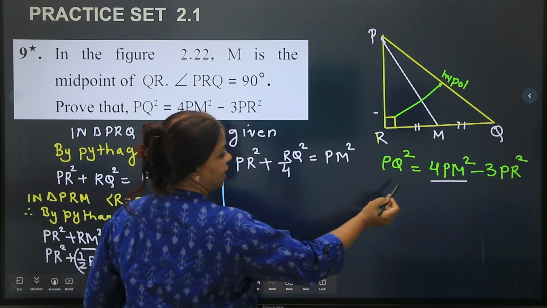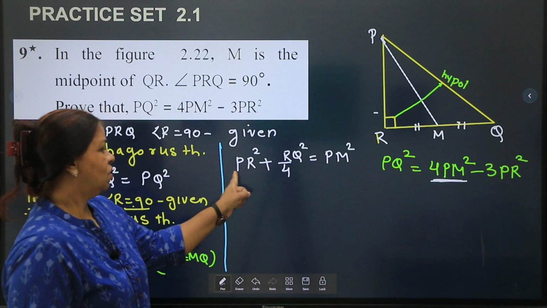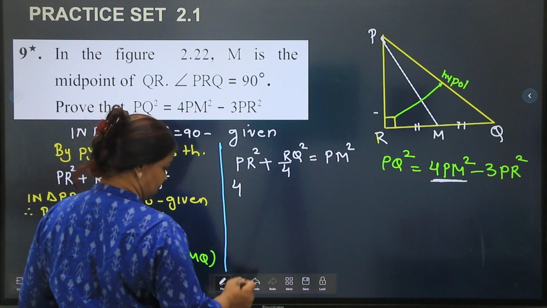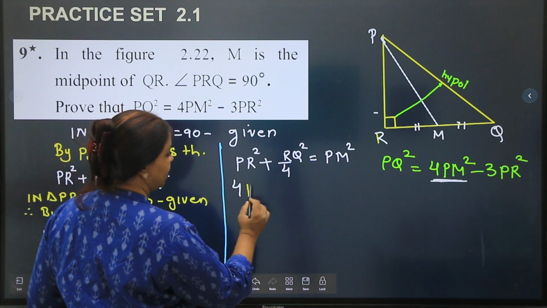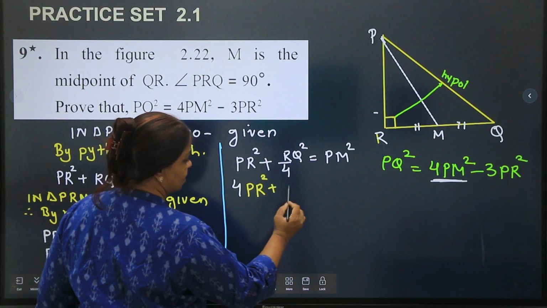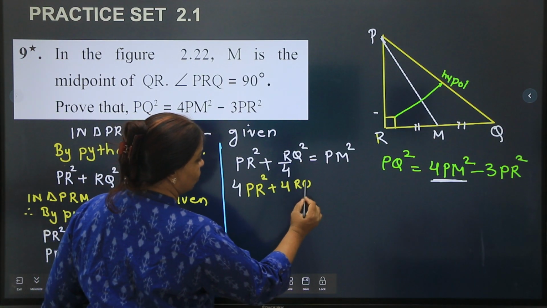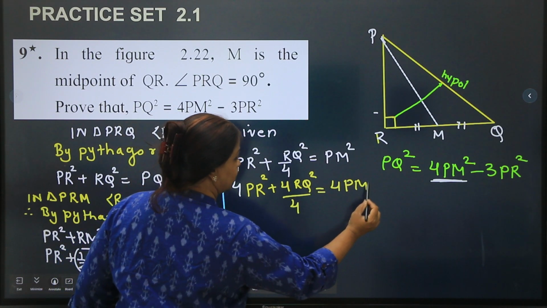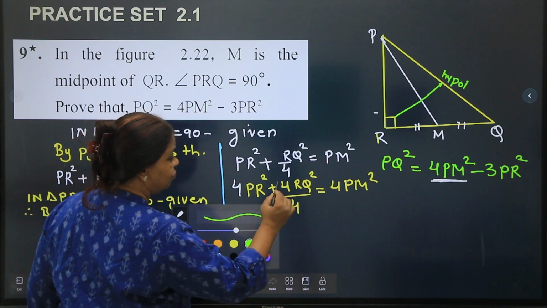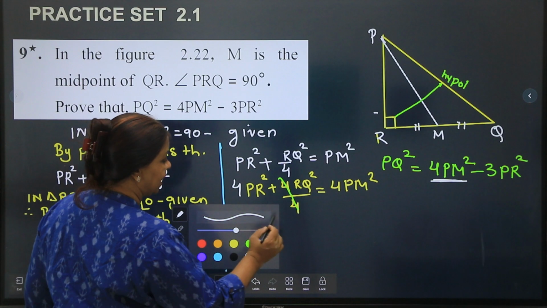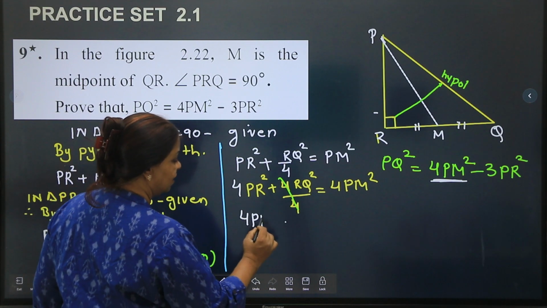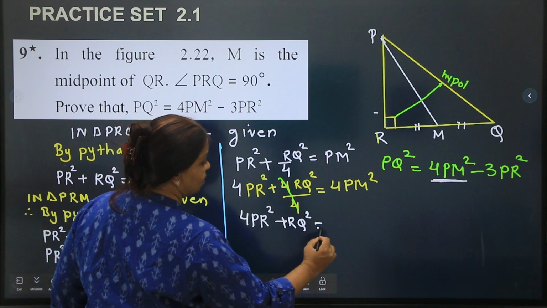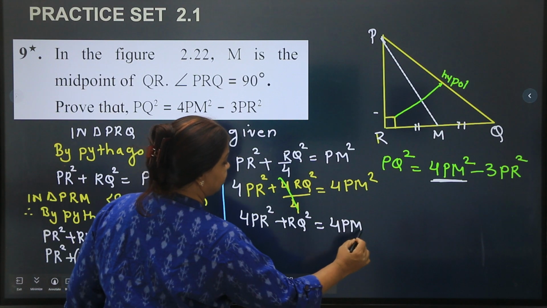Now I want 4 times PM square. Now multiply throughout by 4. Clear? What will I get? 4 PR square plus 4 RQ square upon 4 is equal to 4 PM square. And what will happen now? 4 and 4 get cancelled and you will get 4 PR square plus RQ square is equal to 4 PM square.